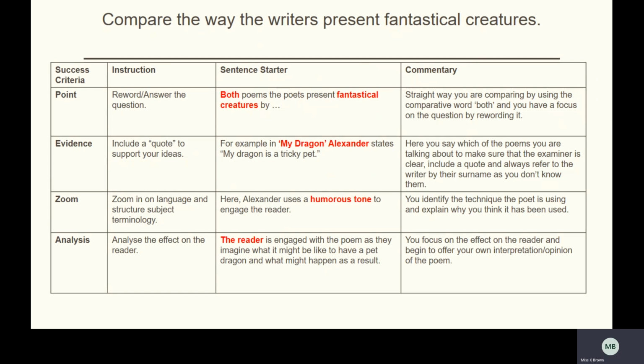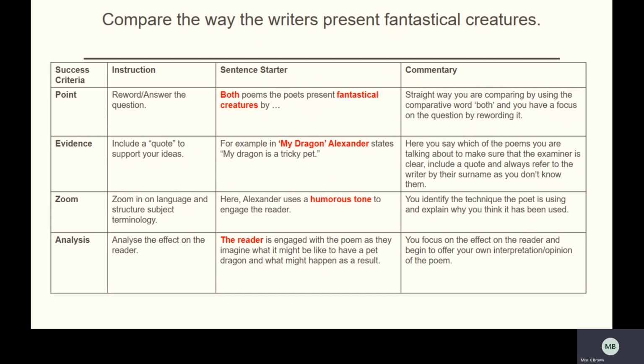Okay, in the last column here, I have got a commentary on how to pick up the marks. Okay, so these are like your success criteria if you want. So in your point, by using this sentence starter and by using a comparative word, you've got to focus on the question by rewording it, and you are going to get marks for that. Okay. Make sure you are clear which poem it is that you are talking about. Refer to them by their surname and include a quote. Okay, so those are the ways in which you pick up marks there.